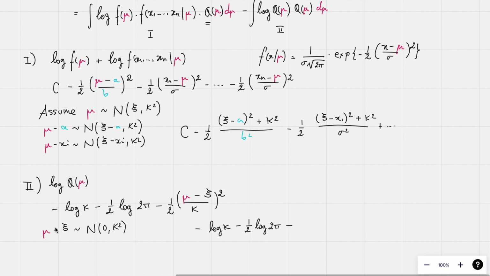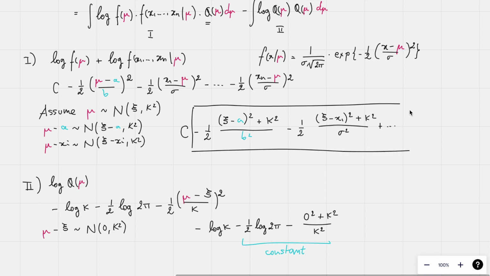And now when I take the expected value of this new random variable, I obtain (0 squared plus kappa squared) divided by kappa squared, which is equal to 1, and that is an irrelevant constant, as is minus 1/2 log of 2 pi. That has no influence on the calculations whatsoever. So the only term I need to keep for the term 2 is minus log of kappa. So in the end, from the term number 1, I have this, which I need to keep, and from term number 2, I have that.